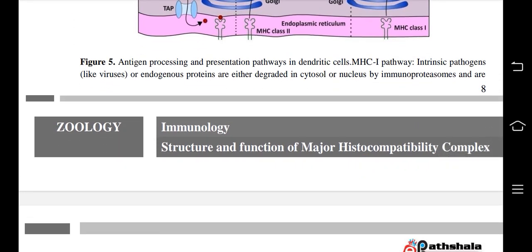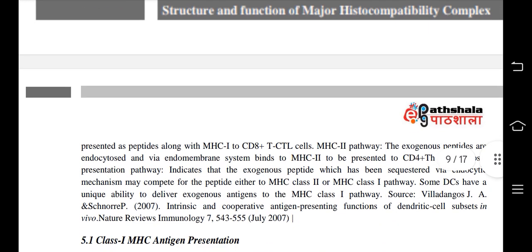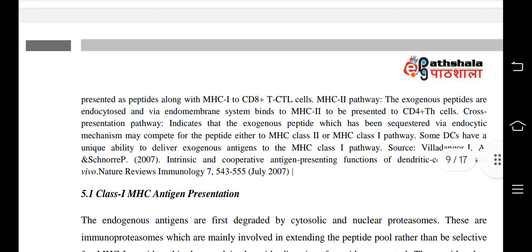Antigen processing and presentation pathways in dendritic cells, MHC1 pathway. Intrinsic pathogens like viruses or endogenous proteins are degraded in the cytosol or nucleus by immunoproteasomes and are presented as peptides along with MHC1 to CD8 plus cytotoxic T cells.